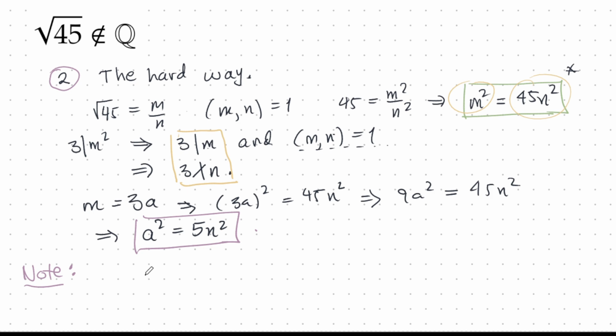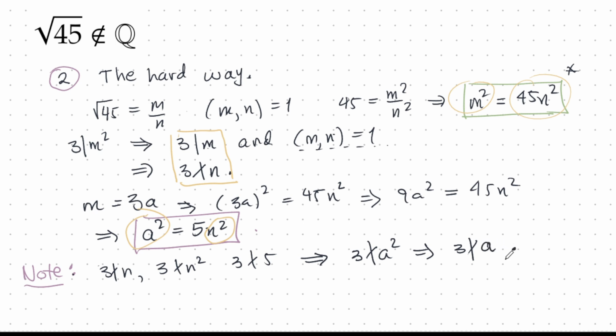Now comes a very interesting observation. Watch this. Since 3 does not divide n, then 3 does not divide n squared, right? Okay, so we know that from here. 3 doesn't divide n, 3 doesn't divide n squared. But also 3 does not divide 5. So these facts combined mean 3 does not divide a squared, because look what we have here, a squared on this side. Okay, so this implies, by the mini little lemma, that 3 does not divide a either.